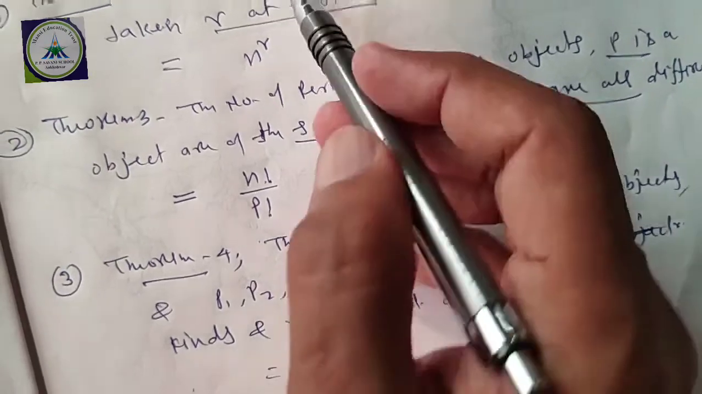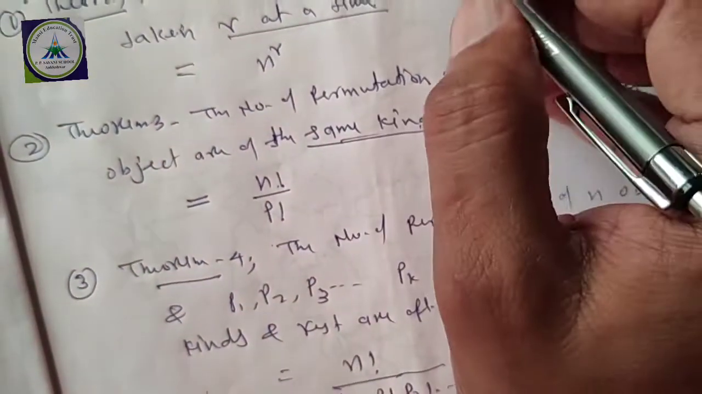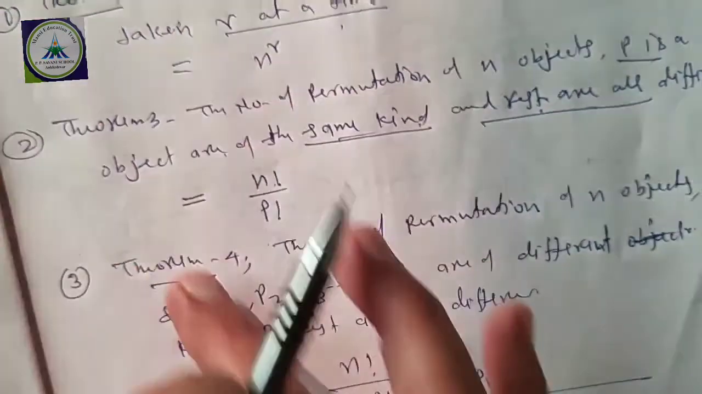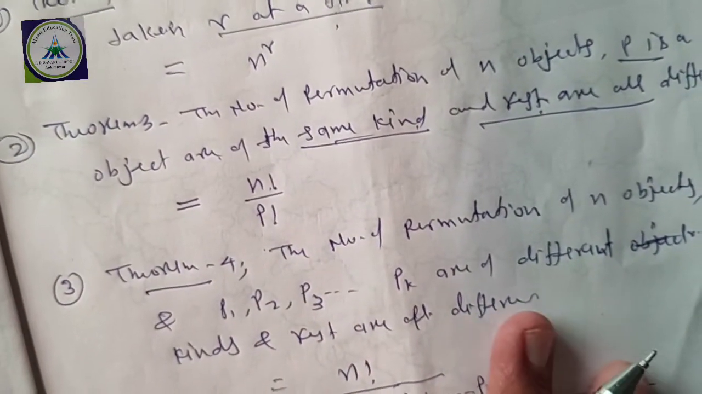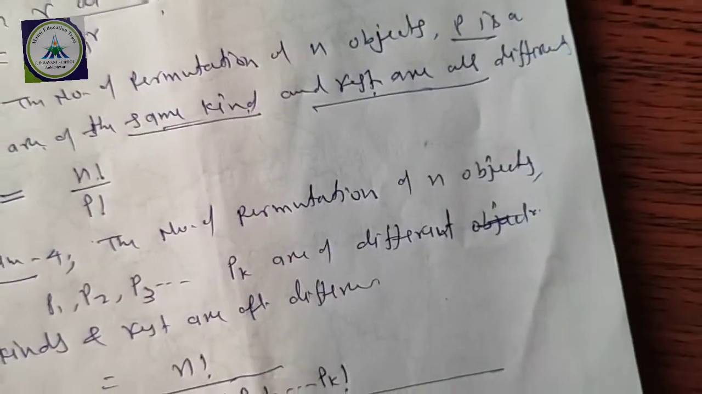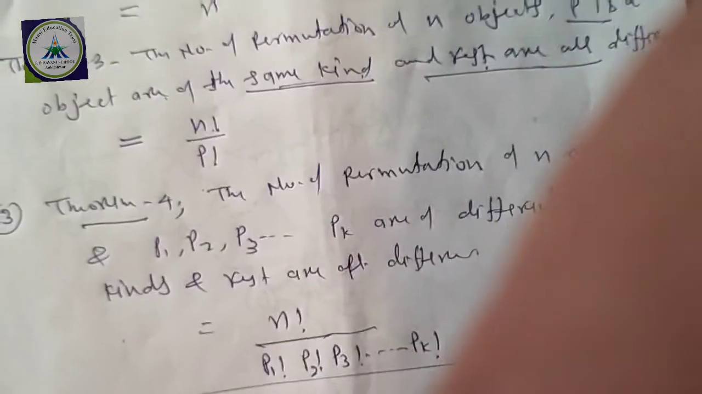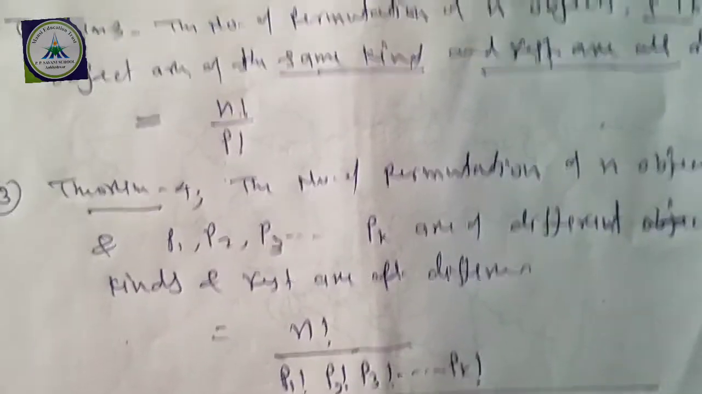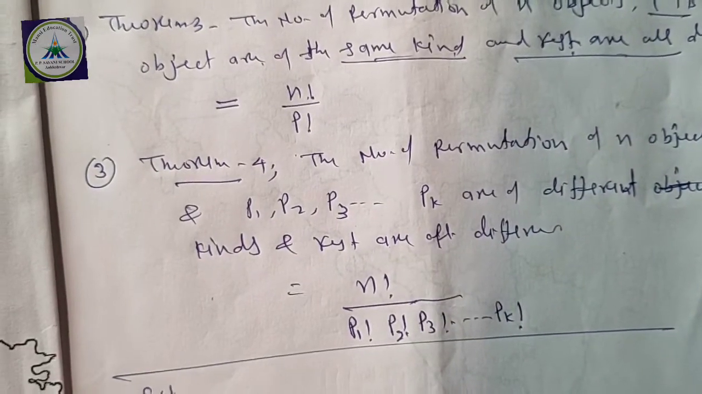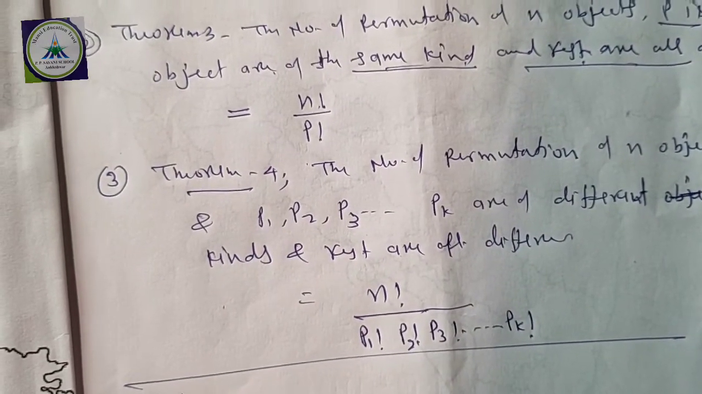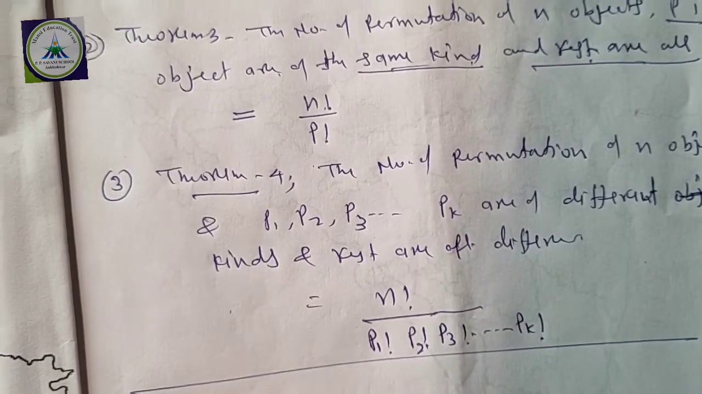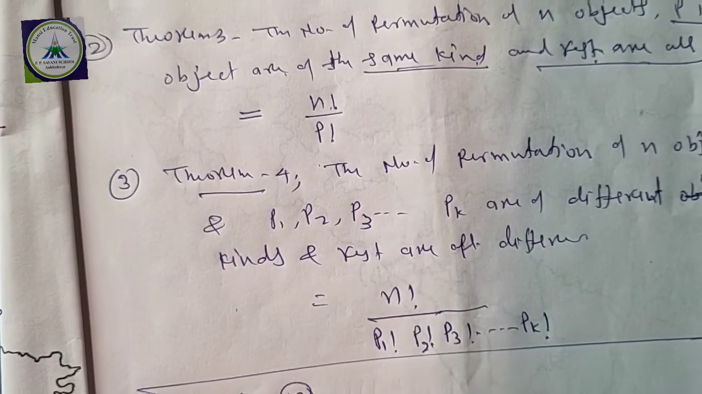Okay, revise these formulas, and theorems 2, 3 and 4. Do a deep revision of these formulas and theorems, and then we will start exercise 7.3. Otherwise you cannot solve any questions of exercise 7.3. So now let's take an extra example, example number 12. Important question.